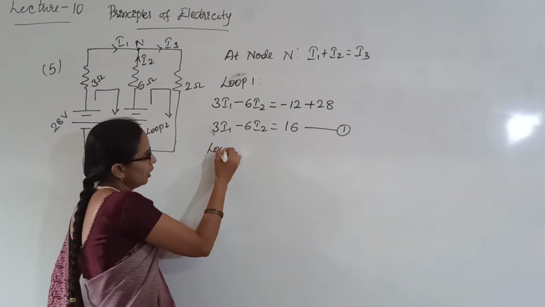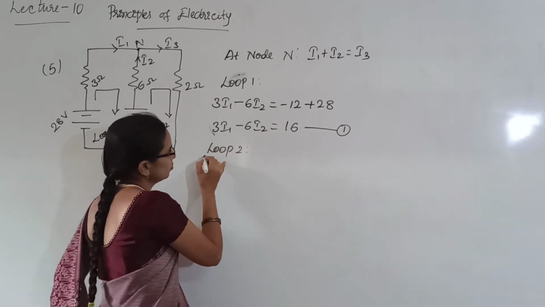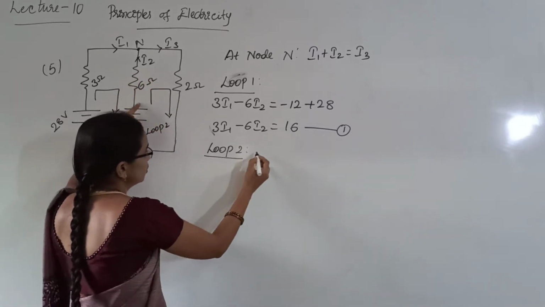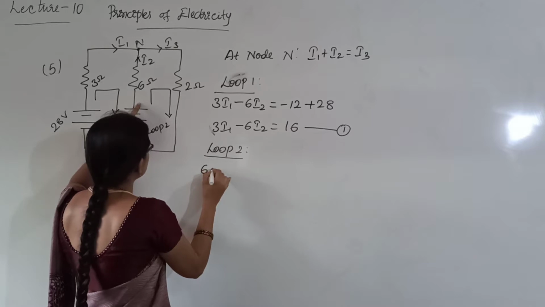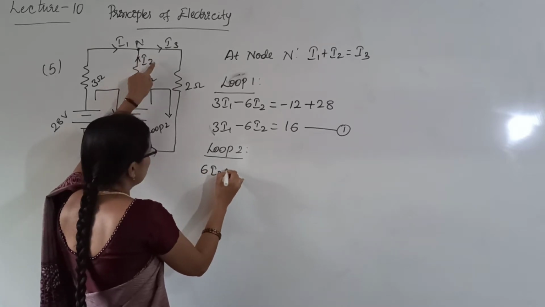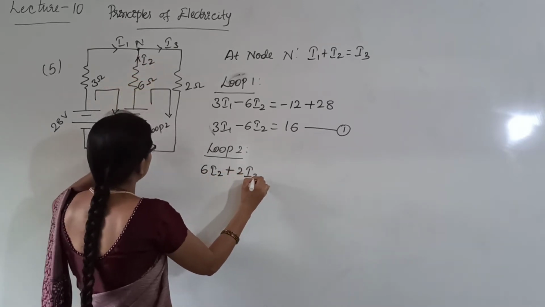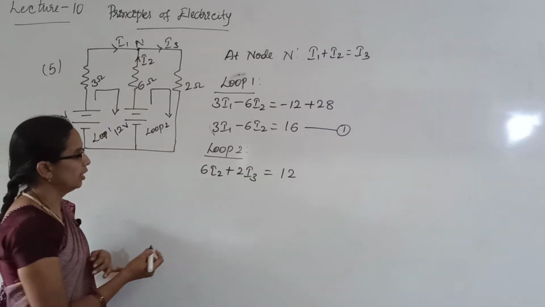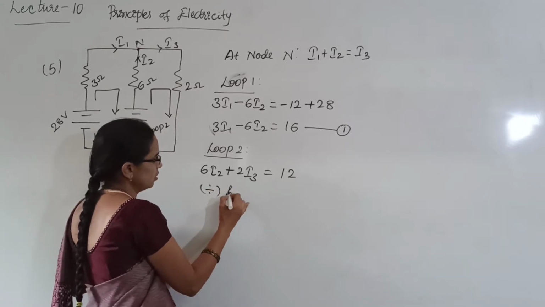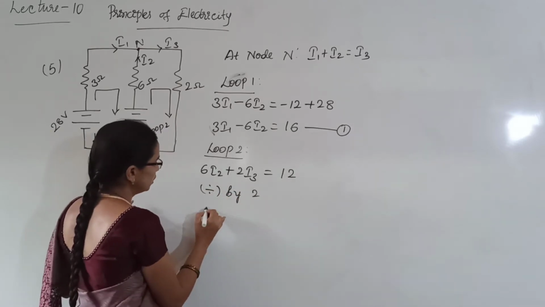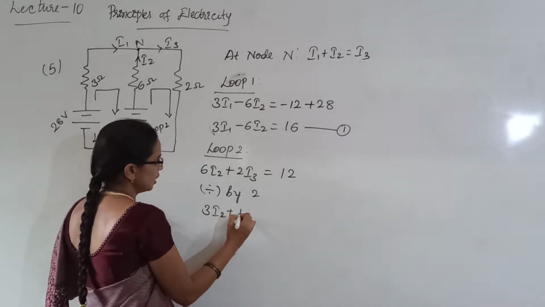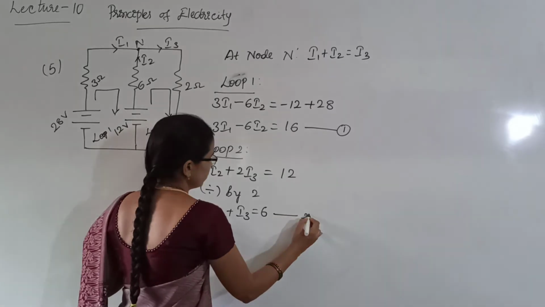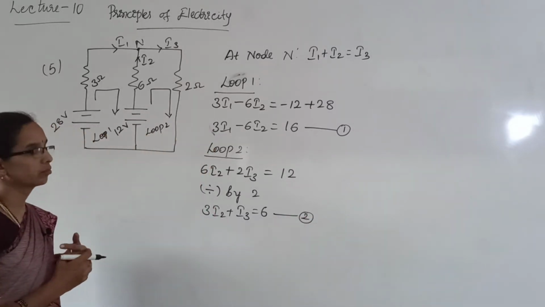If I apply KVL to loop 2, this loop will start from here, 6I2 plus 2I3 is equal to 12. If I simplify this equation by 2, 3I2 plus I3 is equal to 6. Call this as equation number 2. Okay.